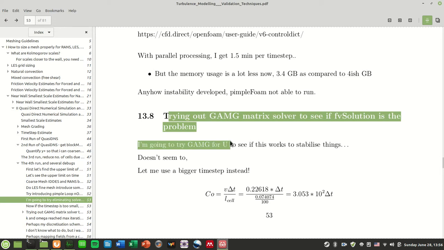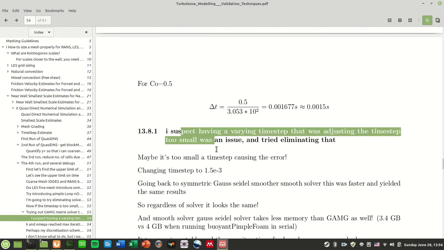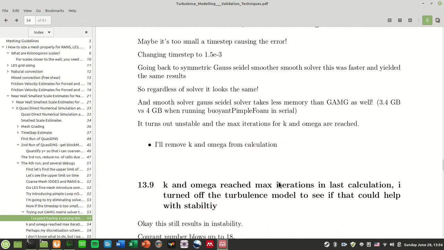So I tried the GAMG matrix solver in fvSolution. Again, it didn't work. So this one, too small a time step. I tried to change the time step with various solvers. Didn't work.